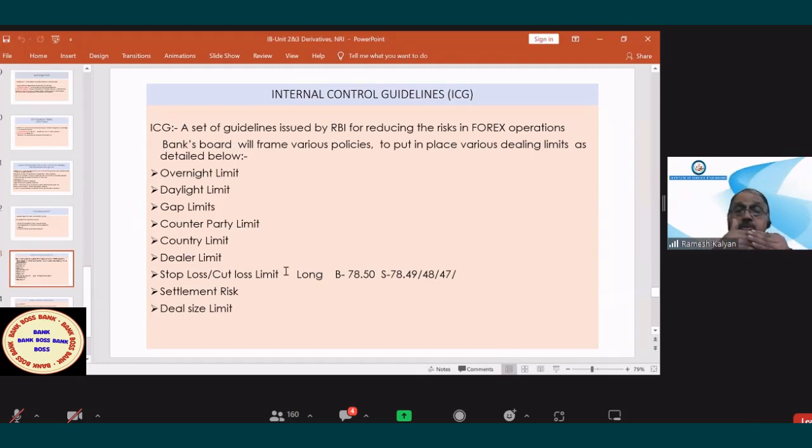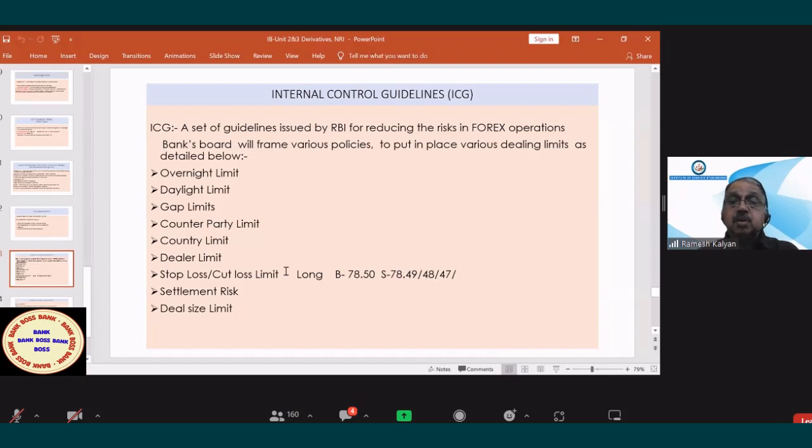Suppose the rate moves below 2 paisa or 3 paisa, we will cut the loss, stop the loss, so that we will contain the loss, minimize the loss at that level. Up to that level my risk appetite will permit. I have the financial muscle or ability to absorb that much loss. Beyond that, it should not move.